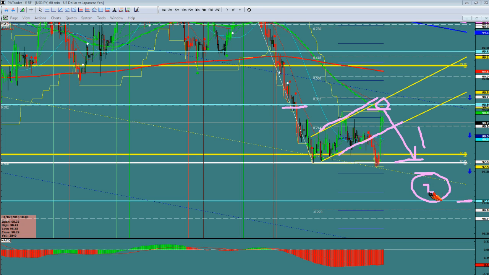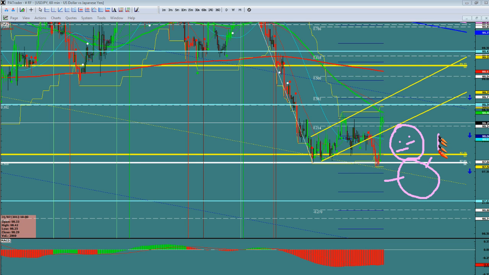That's the trade. Two trades, 1 and 2. That's a snowman. I'll draw the snowman so you can see it. There's 1 and there's 2. That's how we want a snowman, because we can press our winners here. So trade 1 is here, trade 2 is here.